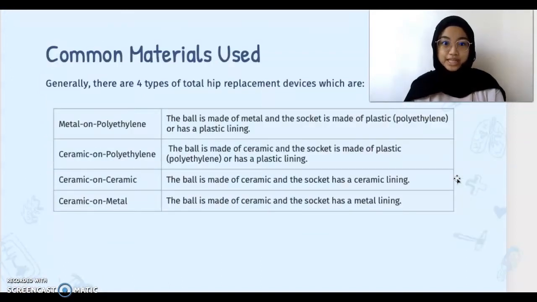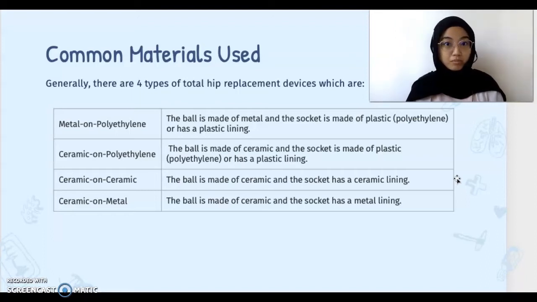So generally in the biomedical engineering field, there are 4 types of total hip replacement devices, and the common materials used are firstly metal on polyethylene. The names are simple, it's in the name. Metal on polyethylene means the ball of the hip implant is made out of metal and the socket is made out of polyethylene, or it has a plastic lining.